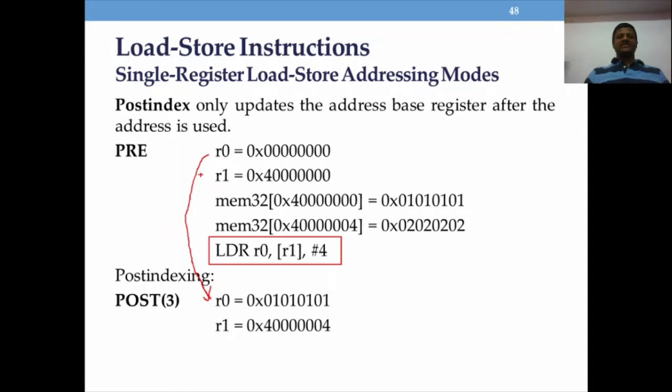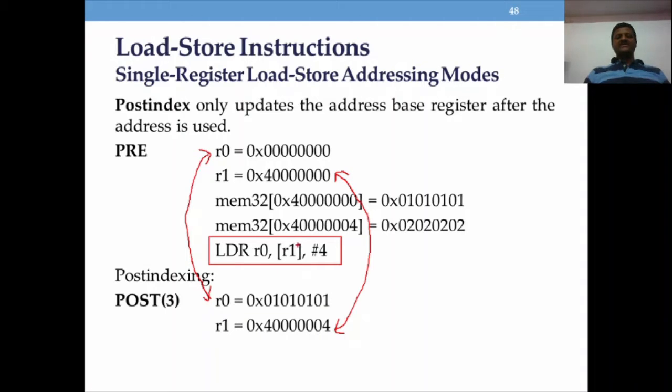R0 you can compare here: it will update with some value from the memory, and R1 you can observe it will now update with the sum of base and offset.